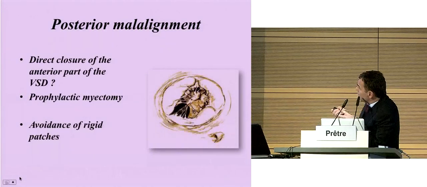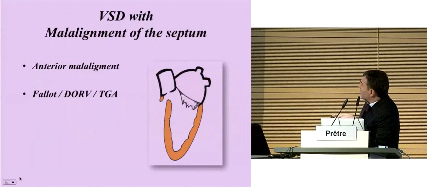Again, putting the patch here, pulling it up, and resecting some muscle here, the aortic valve would be there. And I think it's important to avoid rigid patches, because they can compress on the septum underneath the aorta.